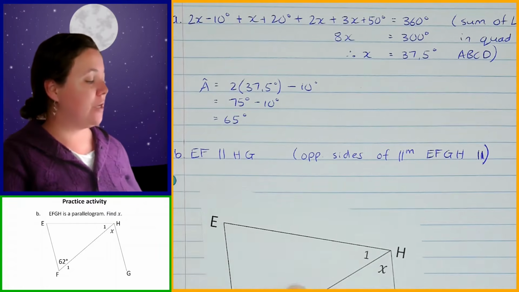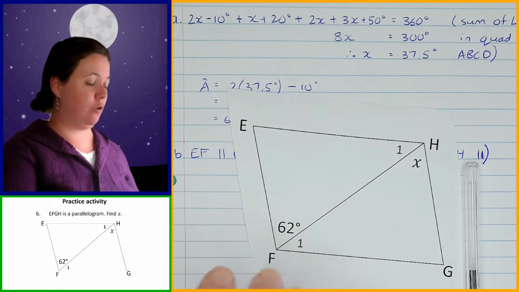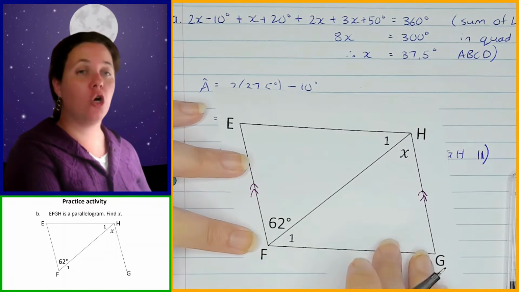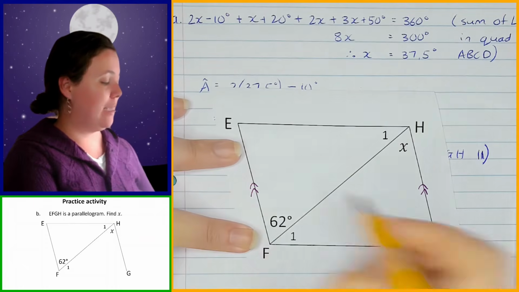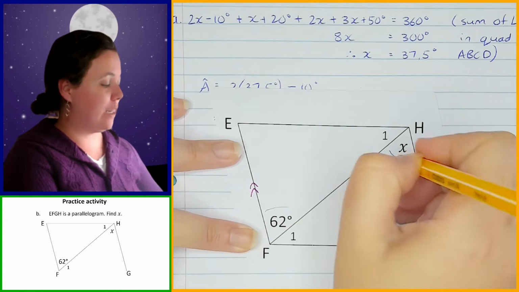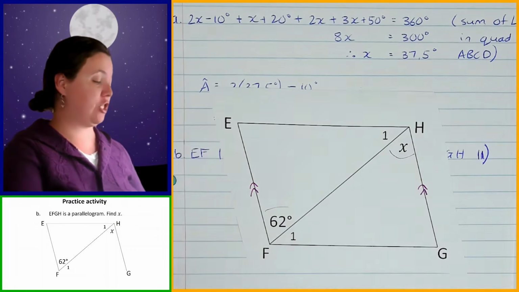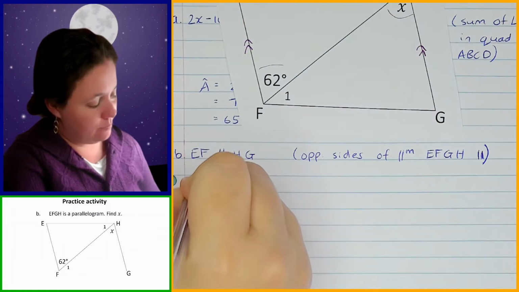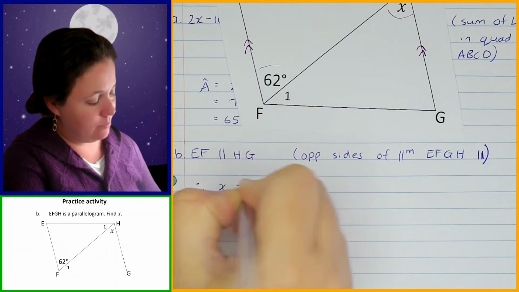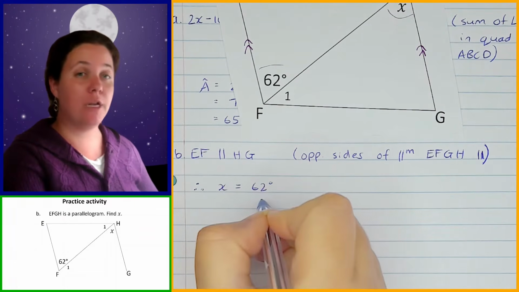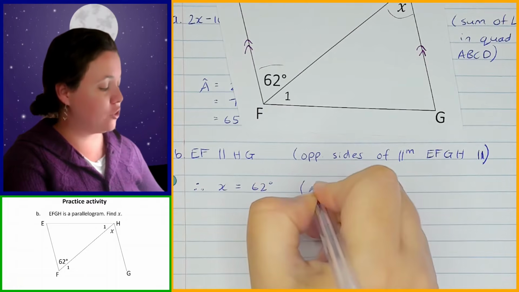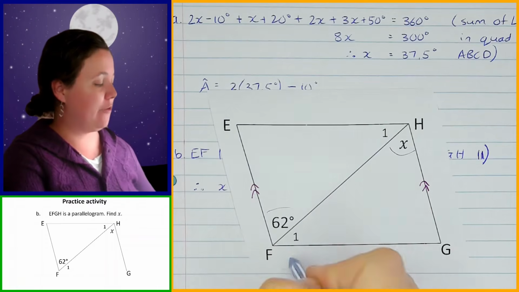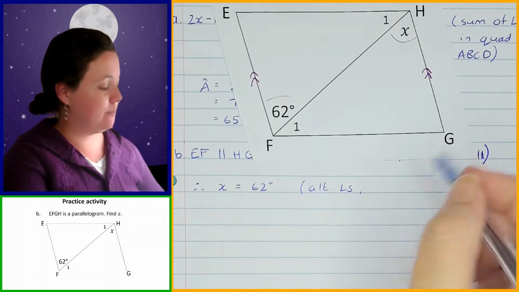Now that I know that these are parallel, I can fill that in on my diagram here. Because these sides are parallel, it means that these alternate angles over here will be equal to each other. So now I can say, therefore, x is equal to 62 degrees. And I know that it's equal to 62 degrees because of alternate angles with EF parallel to HG.